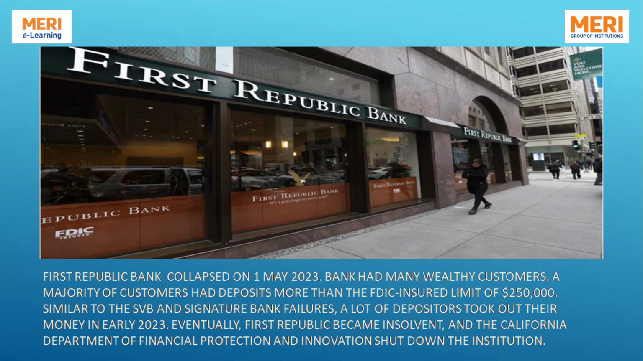Why did First Republic Bank collapse? It collapsed on 1st May 2023. First Republic Bank had many wealthy customers. A majority of customers had more than the FDIC insured limit of $250,000. Similarly to the SVB and Signature Bank failures, a lot of depositors took out their money in early 2023. Eventually, First Republic became insolvent and the California Department of Financial Protection and Innovation shut down the institution.